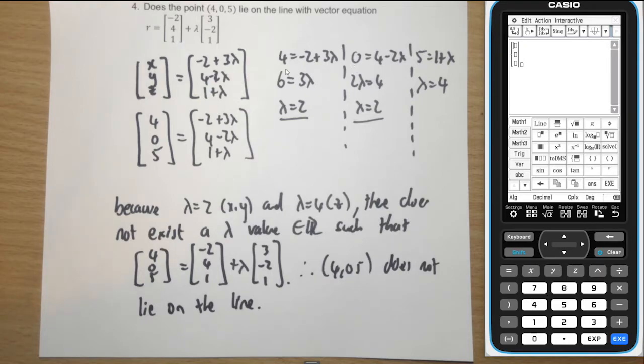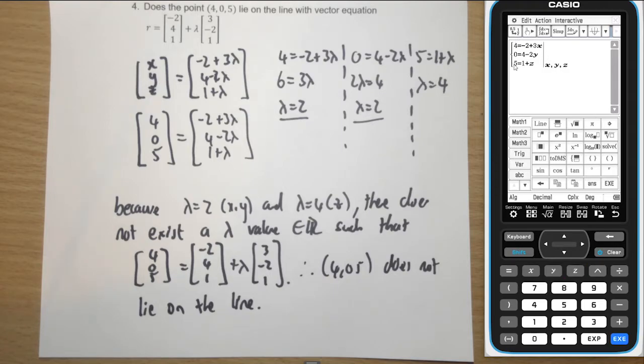The first equation is for the x, so 4 equals -2 plus 3x. The second equation is for the y, 0 equals 4 minus 2y. I'm not saying that that's the y or the x value, I'm just plugging those in. And the last one is 5 equals 1 plus z. I'm just representing the lambdas by these variables because they're quite convenient on the ClassPad keyboard. And we're solving for x, y, and z.